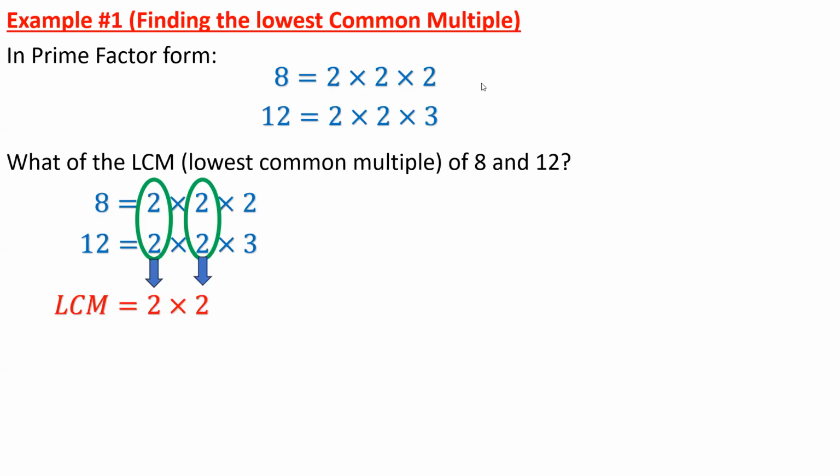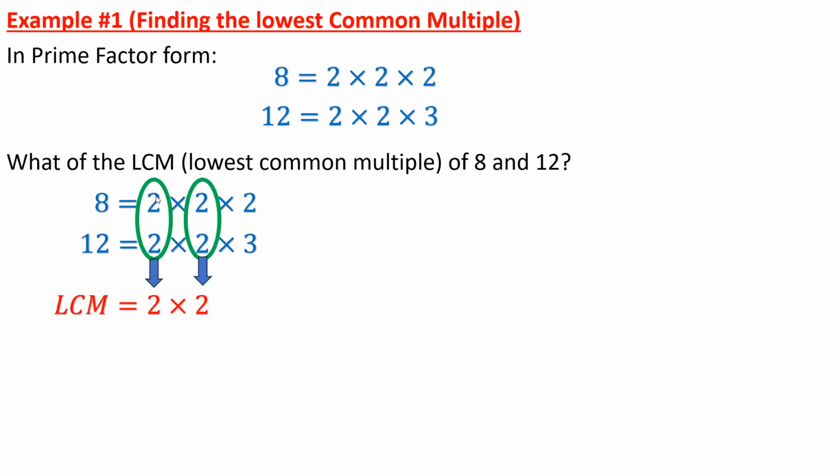Now, if we want to find the lowest common multiple of 8 and 12 using the prime factorization method, not the listing form, because you could find the lowest common multiple by listing it out, or you could find it by using the prime factorization method. In this case, we're going to be using the prime factorization method. In order to do it, we basically do the same thing that we did yesterday.